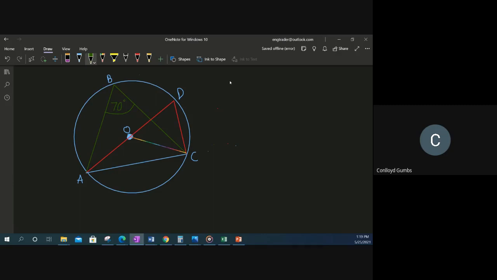So I want you to find angle ADC. When I say ADC, I'm talking about the red one, A to D to C. So that means you're trying to find this angle here. All right. Then the next angle I want you to find is ACD.